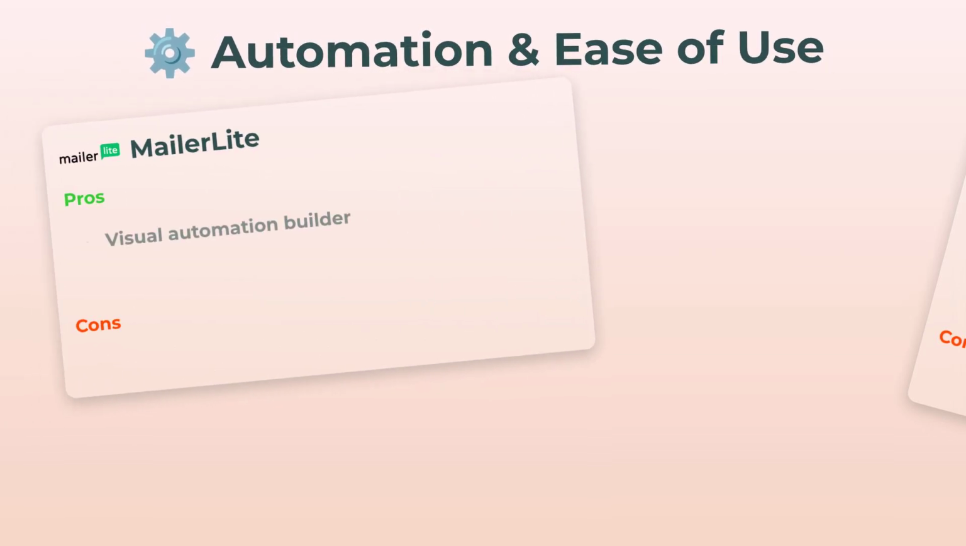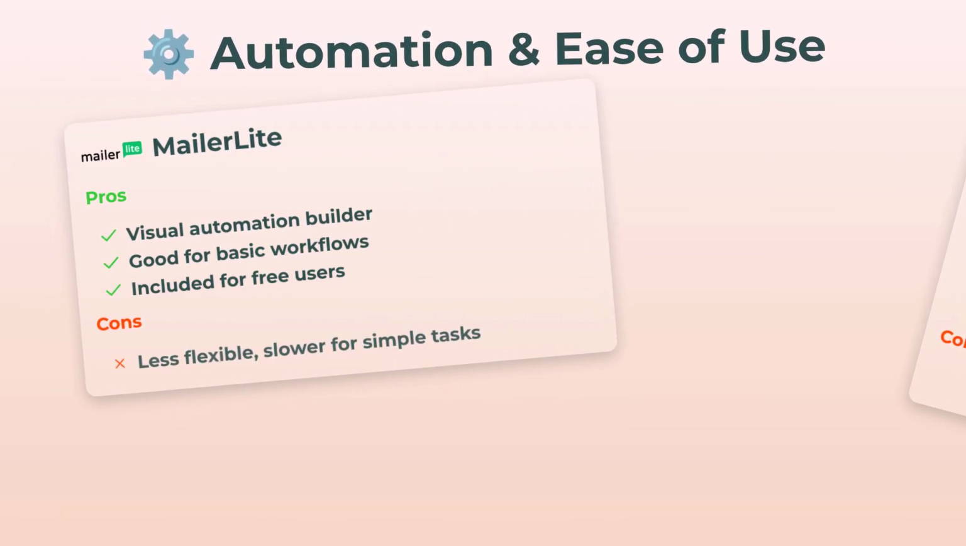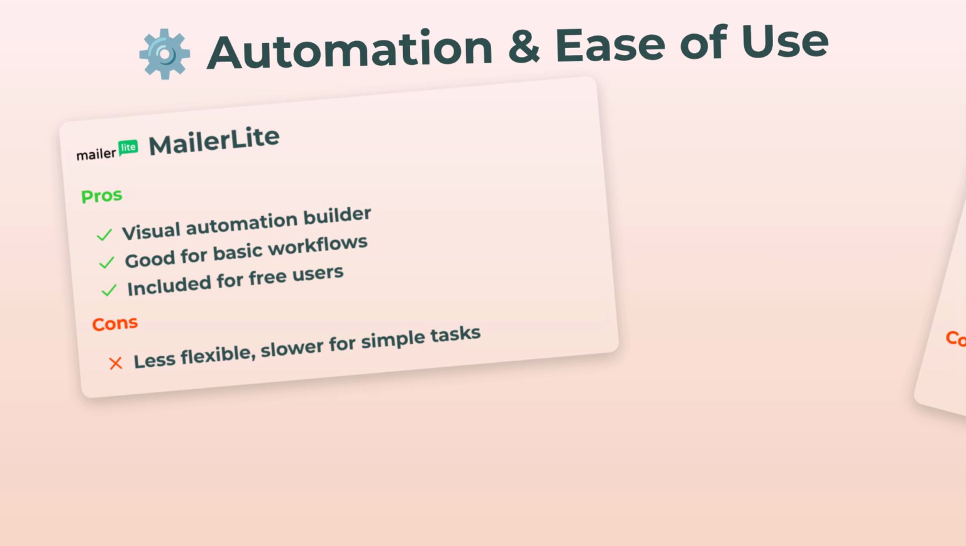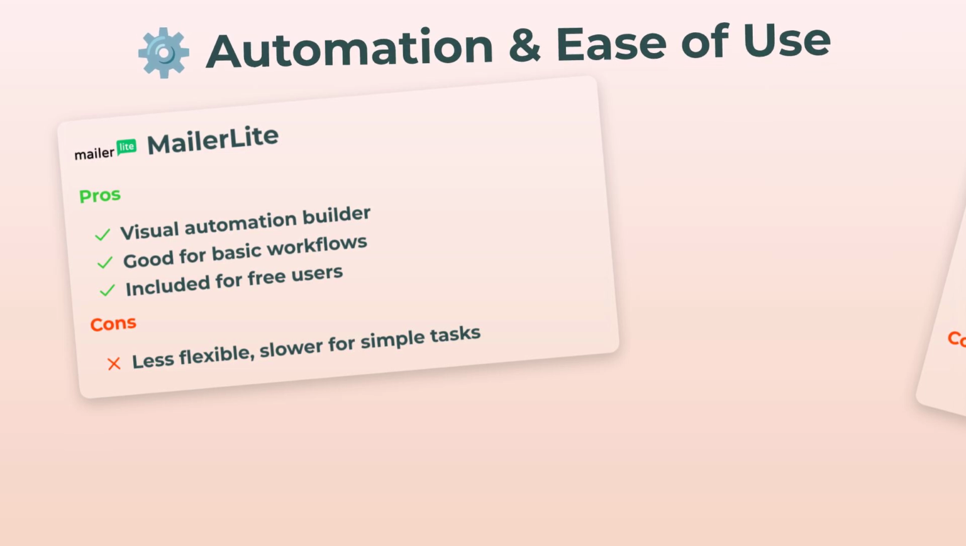Moving on to automation and ease of use. MailerLite keeps things straightforward with a visual automation builder. It's perfect for mapping out simple workflows, and the fact that it's available even to free users is pretty sweet. That said, it can feel a little clunky for more advanced stuff. Sometimes you might feel like the interface is slowing you down if you're after quick edits.